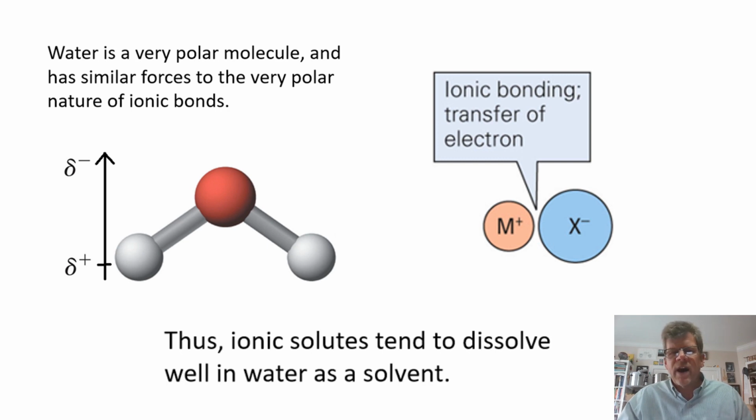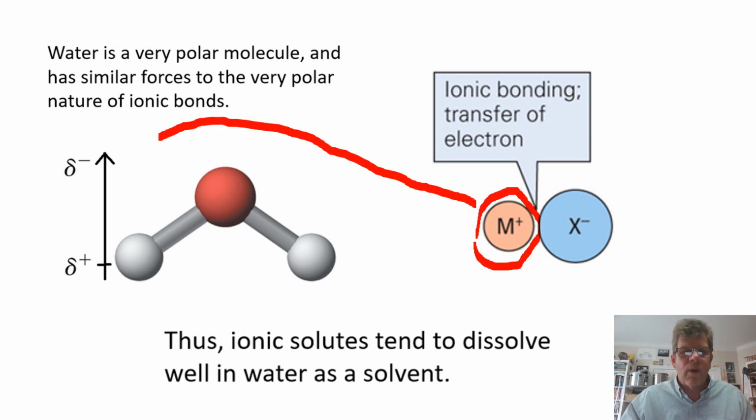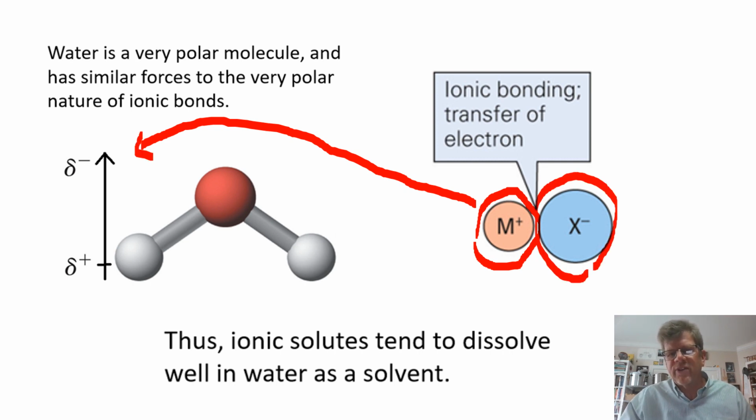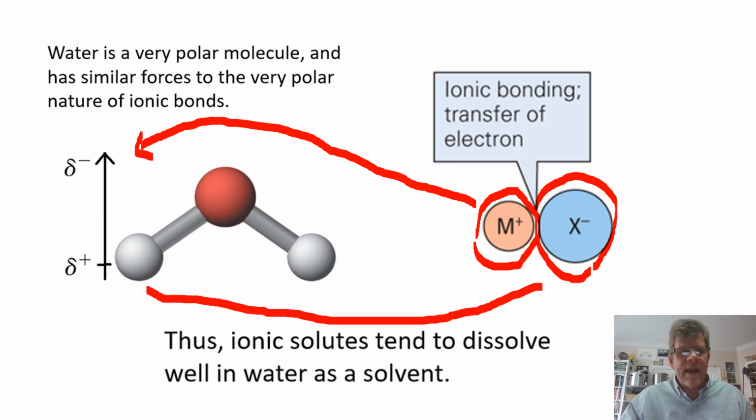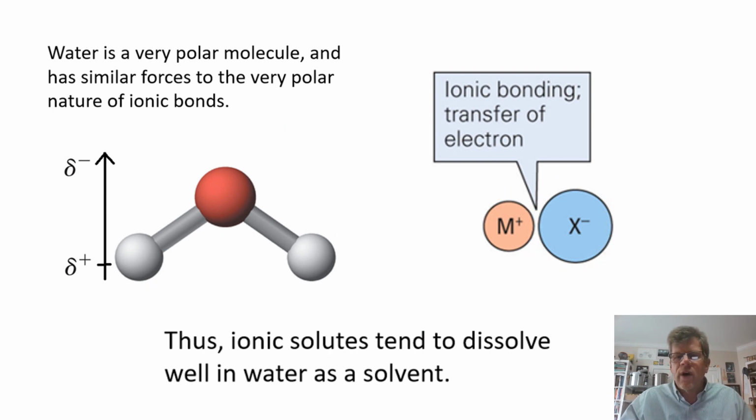This is why ionic solutes tend to dissolve well in water. We're going to take a look at that in a little bit more detail. So ionic solutes, well, we have ions. There's a positively charged ion. Since opposite charges attract, positively charged ions tend to want to hang out on a negative dipole. Negatively charged ions tend to associate towards a positive dipole, and in so doing, water tends to dissolve ionic solutes quite well.